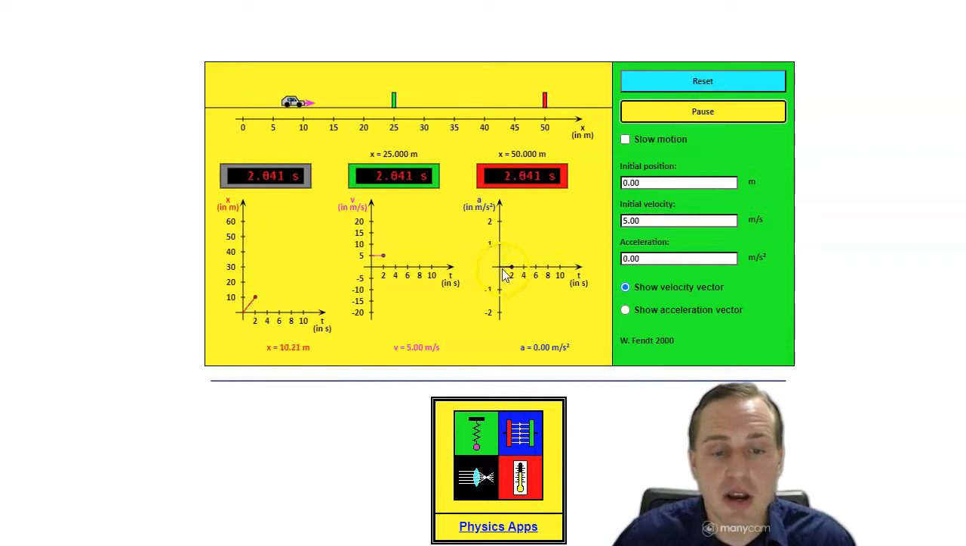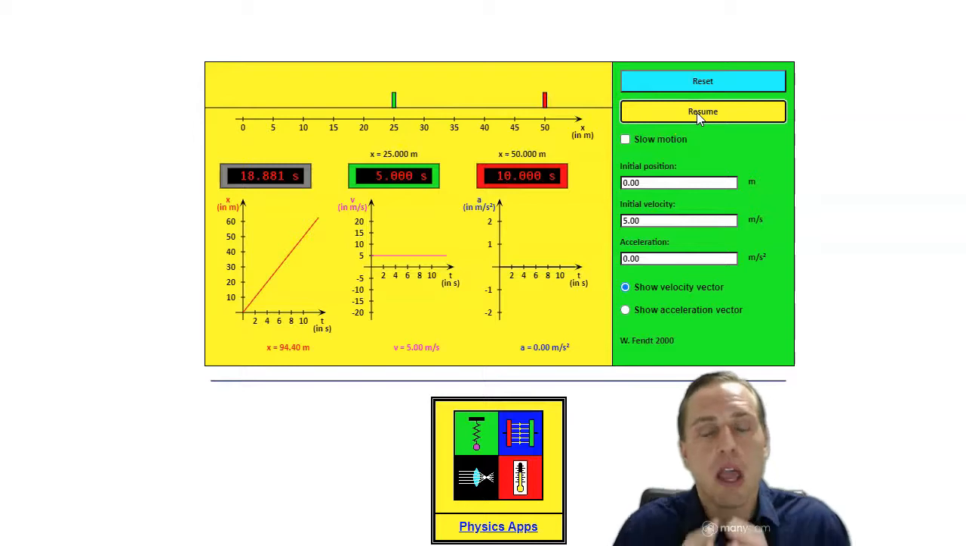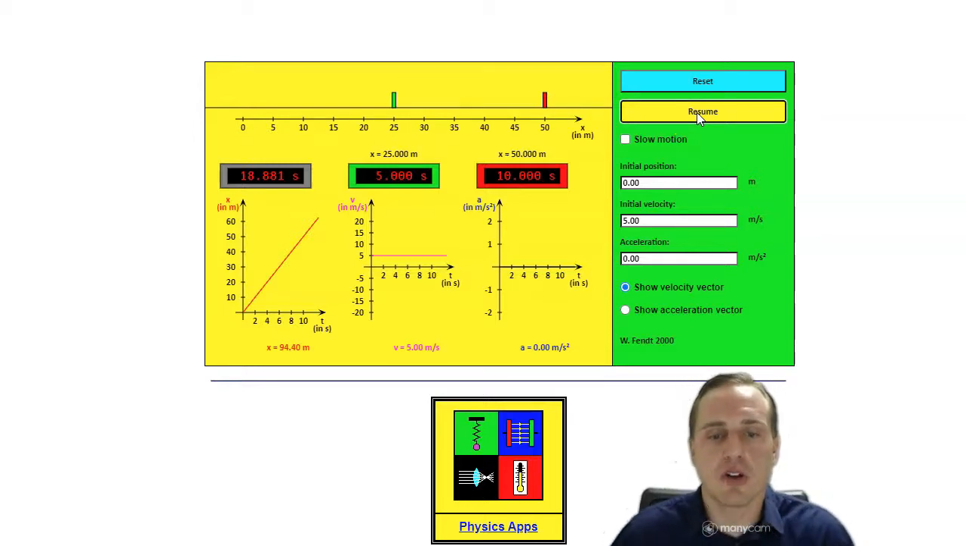So notice the acceleration is 0 the entire time. The velocity is 5 meters per second the entire time. And the slope is a nice constant slope, position versus time. And notice that it did take 5 and 10 seconds to reach the green and the red photo gates. Okay, I hope that makes sense to you, and that should hopefully not be too difficult. Many of you have probably seen constant velocity problems in your life.